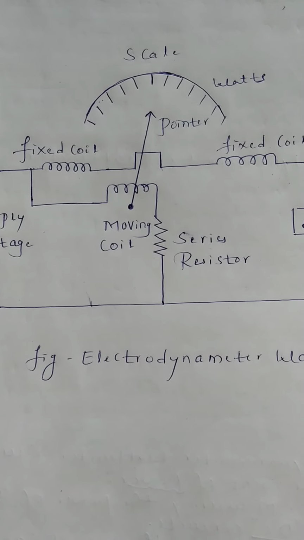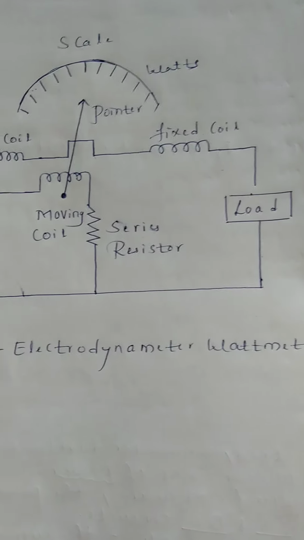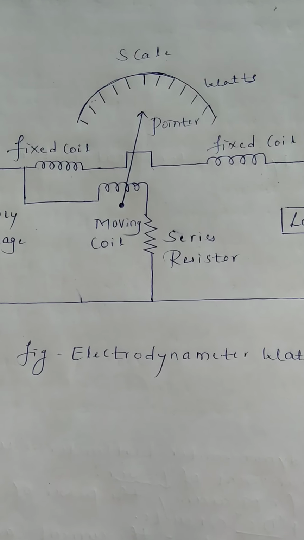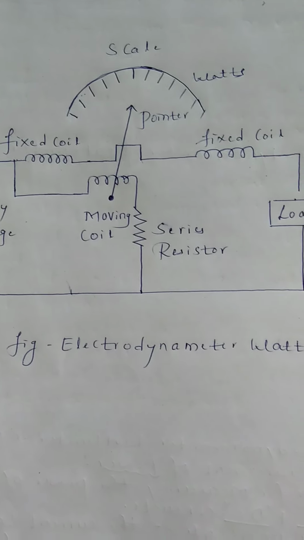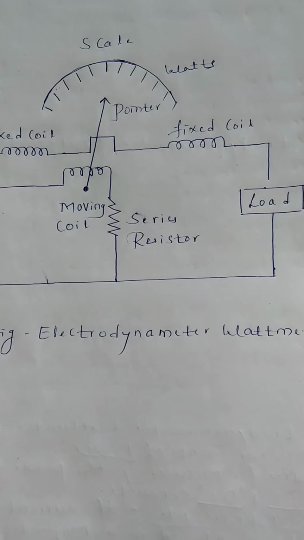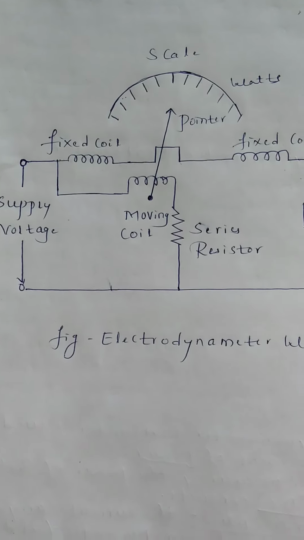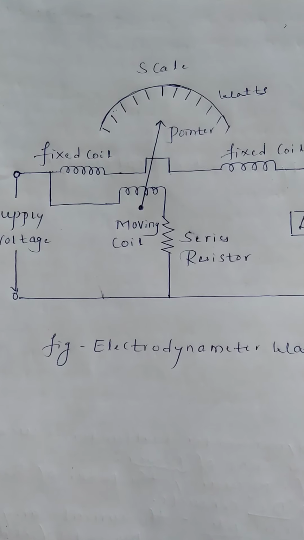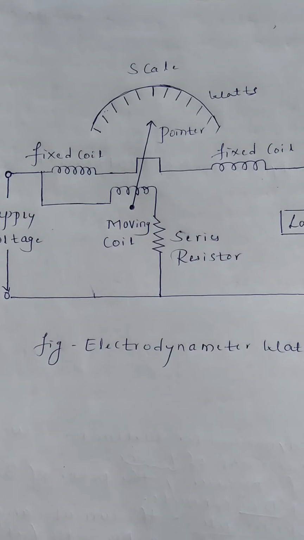So today we will discuss the concept of electrodynamometer wattmeter. In the last video we discussed the digital tachometer. First, the electrodynamometer wattmeter is used to measure power. Power is the combination of voltage and current, that is P = V × I. By using this, we can measure power in AC and DC circuits.